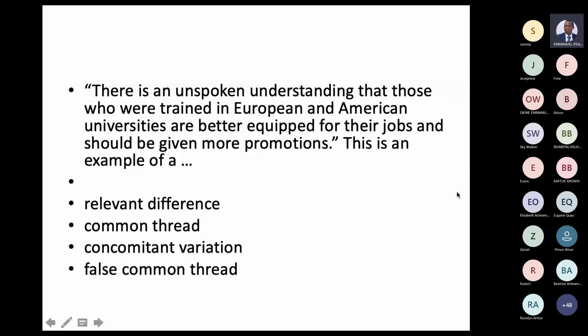But of course, because nobody admits it, and nobody will even be proud to admit this understanding, then we say it's a false common thread. So we'll get to that. We'll get to false common thread very soon.